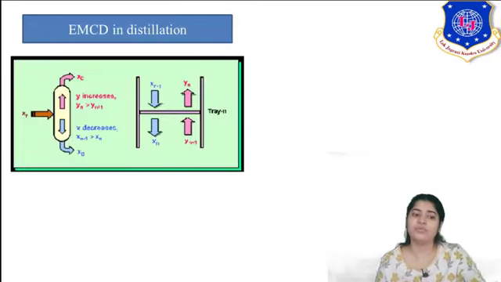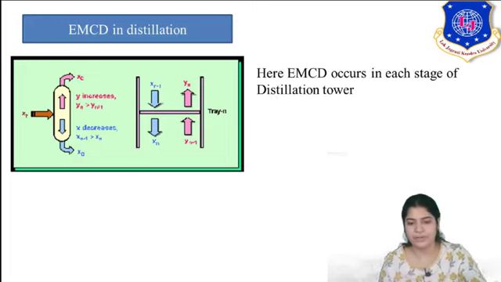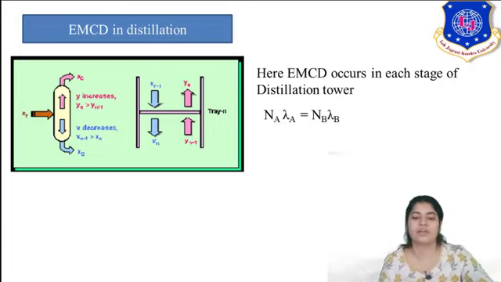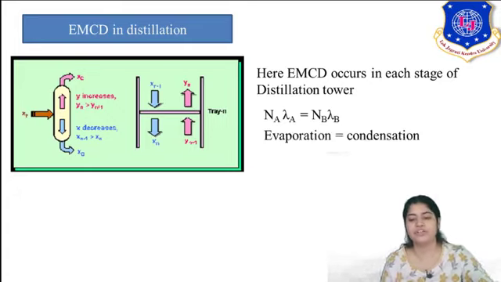Now, how does equimolar counter diffusion take place in distillation? How can you justify it? A tray example is given over here. Equimolar counter diffusion occurs in each stage of the tower, in each plate. You can see how Na lambda A is equal to Nb lambda B. This is for one plate. It means evaporation equals condensation.